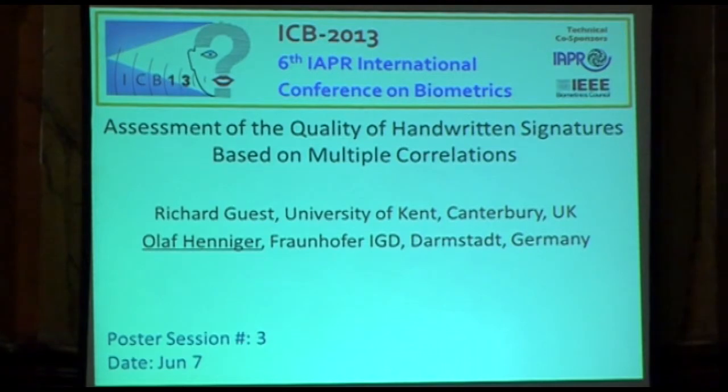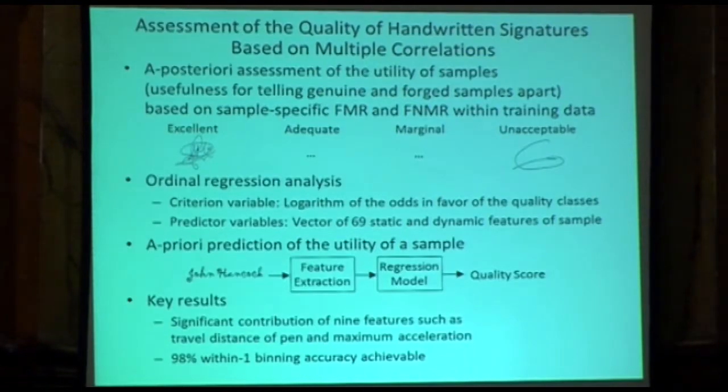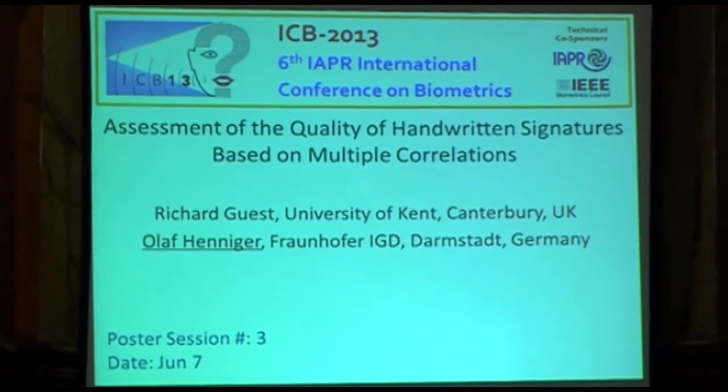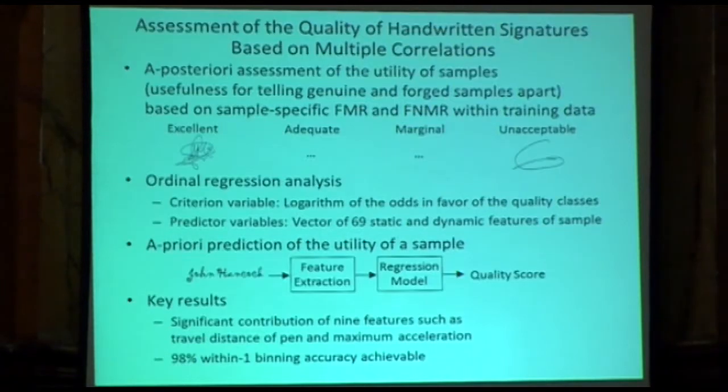Next paper is on quality of handwritten signatures. So, hello everyone. My name is Olaf Henniger. I'm from Fraunhofer IGD. This is joint work with Richard Guest from the University of Kent. The paper is about handwritten signatures. They could be used for authorizing financial transactions, for instance, of course, only if the error rates are low enough. And the error rates depend on the quality of the samples that you register at enrollment time.